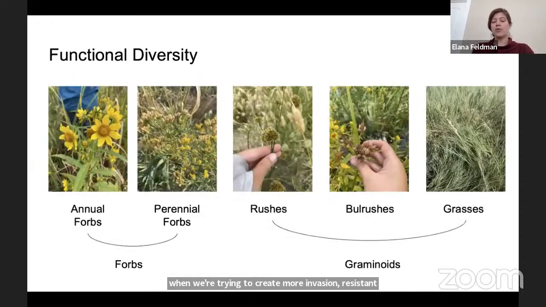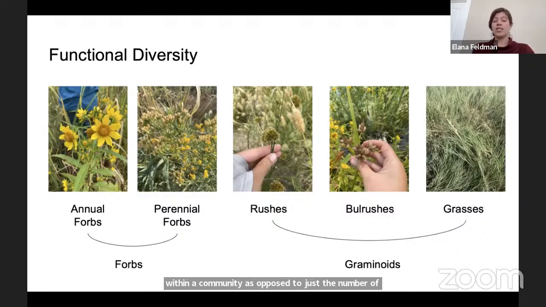So when I'm talking about diversity in a community, I'm specifically talking about functional diversity, not species richness. And functional diversity is the diversity of characteristics that are present within a community, as opposed to just the number of species that are present.